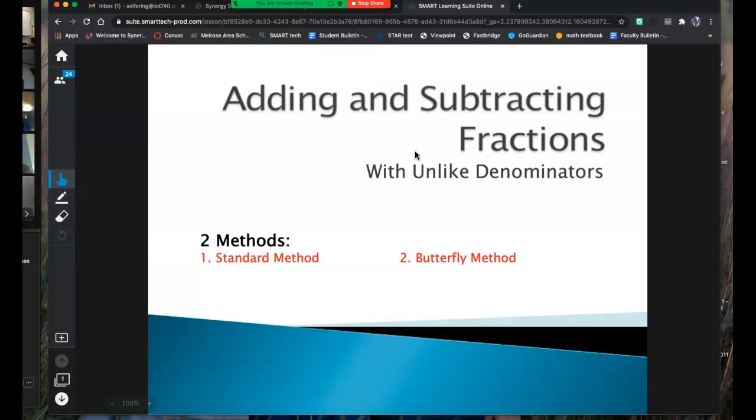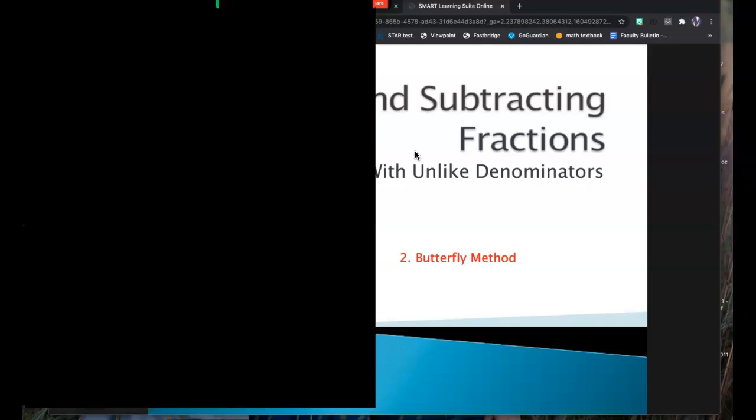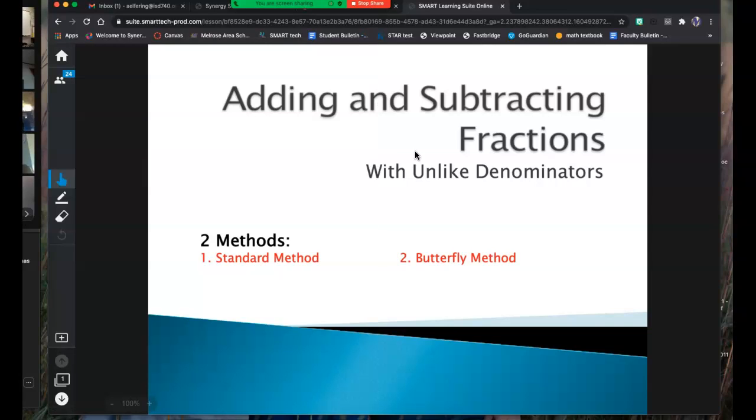Okay, so we're going to talk about two methods, kind of the standard method, which is kind of how I learned it, and a way that works pretty well and gives us less simplifying to have to do, or we're going to use what's called the butterfly method.